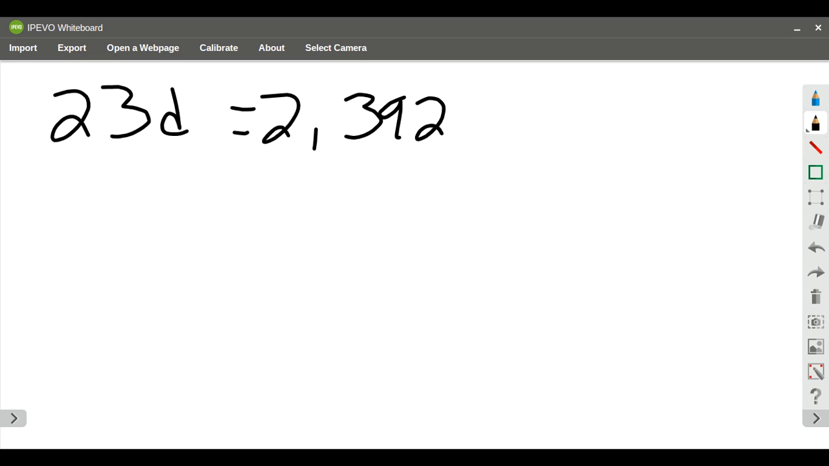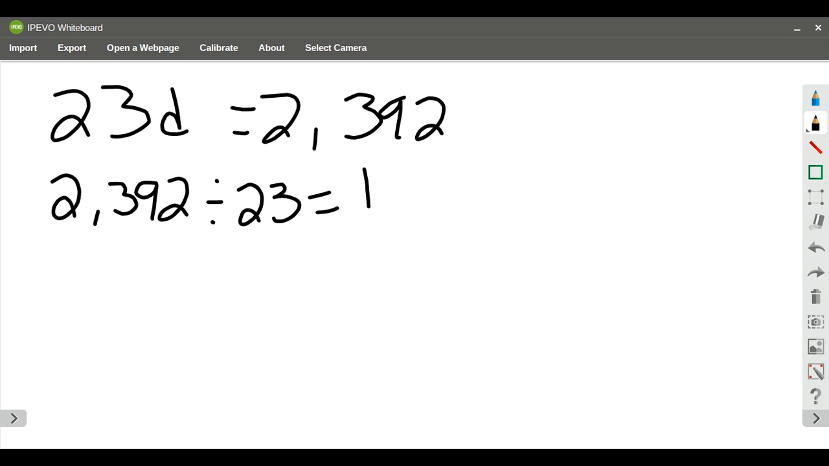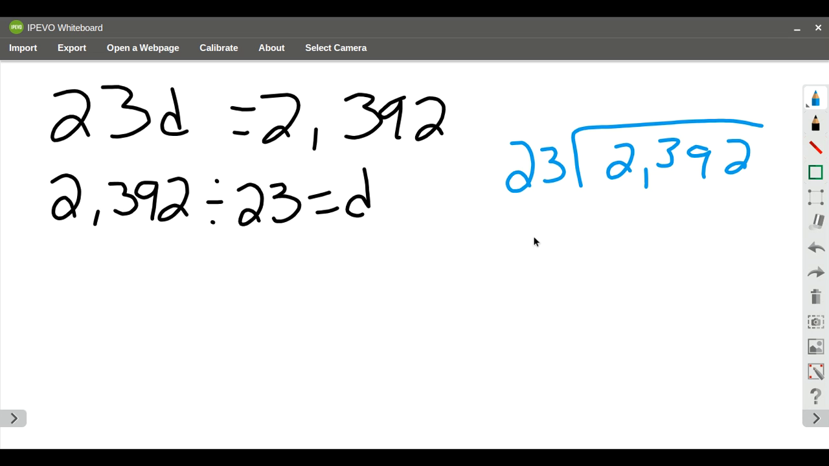So if I were to swap this using a division equation, I'm going to do 2,392 divided by 23 is going to be equal to d. Now I'm going to solve. So I'm going to do my work over here. I'm going to do 23 divided into 2,392. 23 goes into 23 one time.